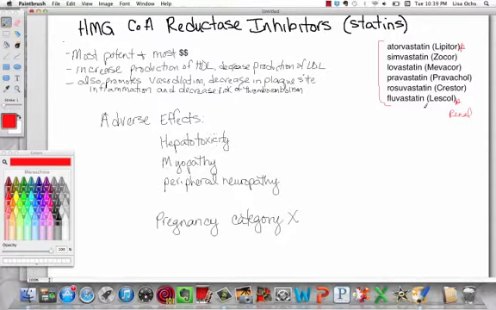The statins are great drugs for lowering cholesterol levels. They are the most potent anti-lipemic drugs that we have. They are also the most expensive. They work by increasing the production of our good cholesterol and decreasing the production of our bad cholesterol. So they are very potent, but they are also very expensive.